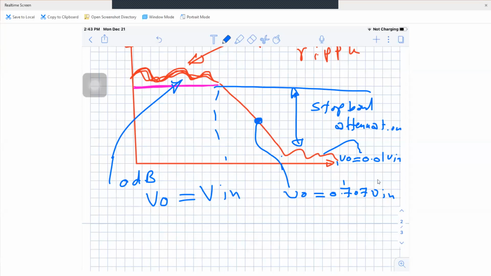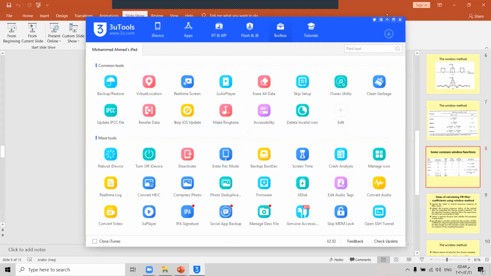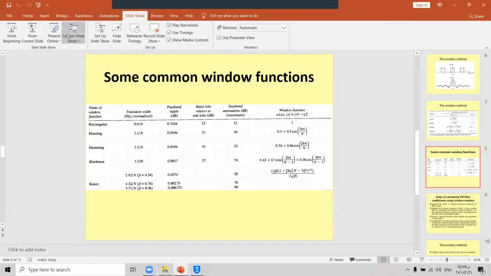So when we talk about the stop band region or stop band attenuation, we are looking to attenuate the signal which has frequencies greater than the cutoff frequency. The relationship between V out and V in in the passband region is V out equals V in. At the cutoff frequency, V out equals 0.707 V input. Now, let's go back to the slides and continue the lecture.